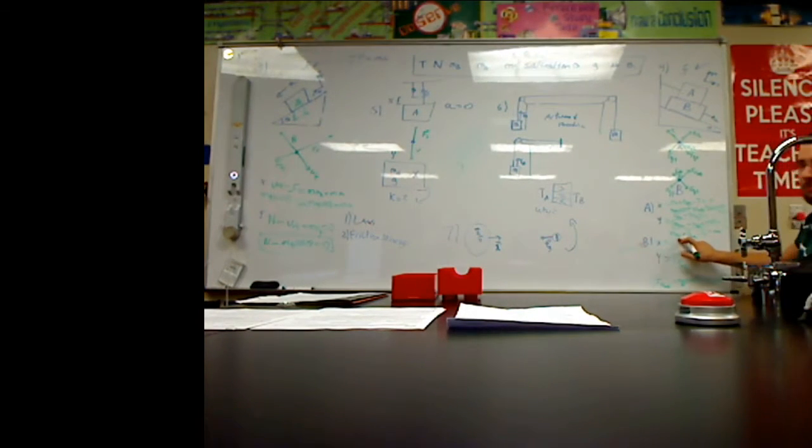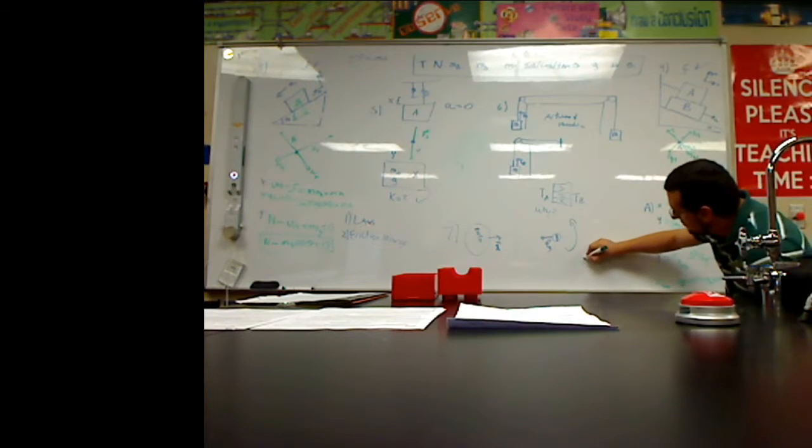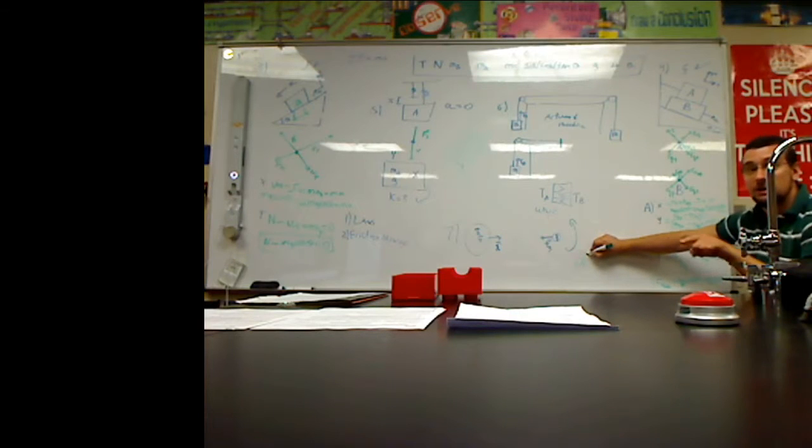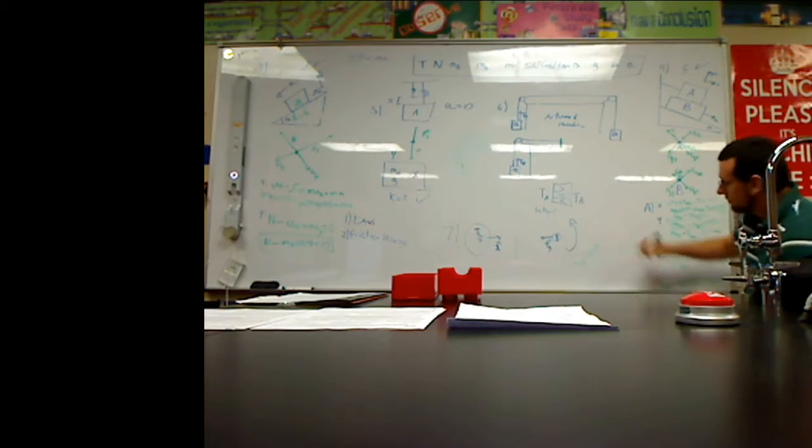All right, so weight of Bx. Again, that's mass of B times g times, remember, x direction is cosine or sine? Sine of theta. That's the weight of Bx.